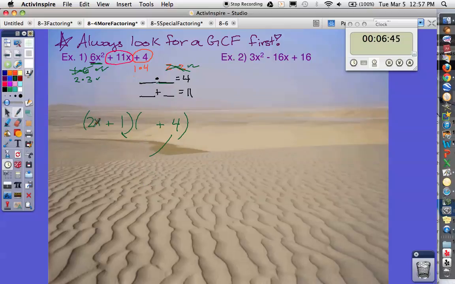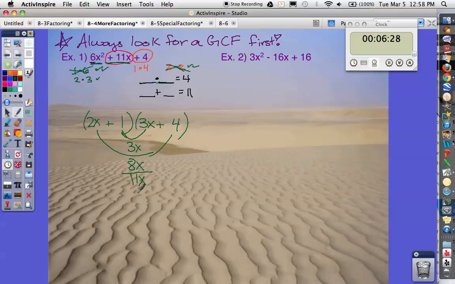So I'm going to do 2x and 3x. Check your inside and outside term to see if it gives you this plus 11x. 1 times 3x gives me 3x. 2x times 4 gives me 8x. And together, that gives me an 11x.